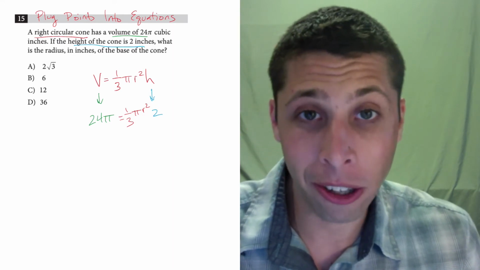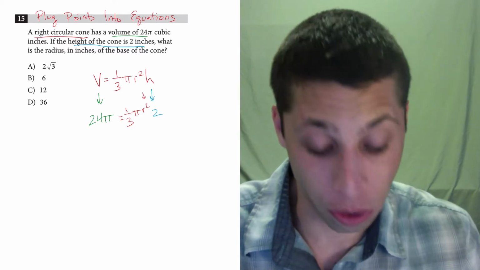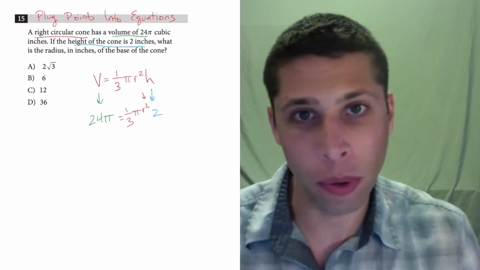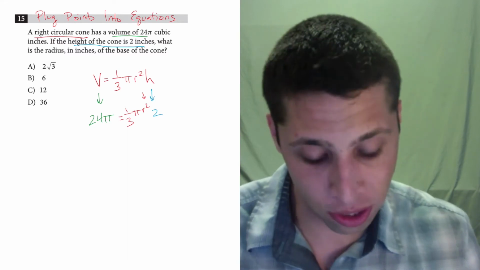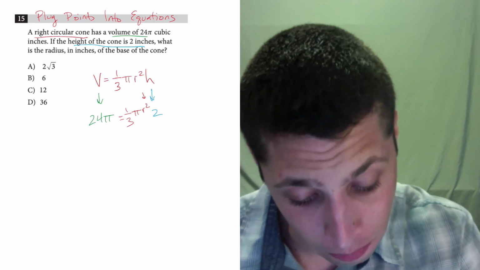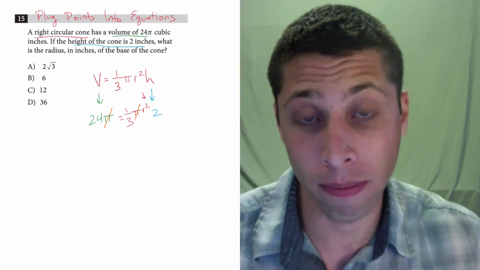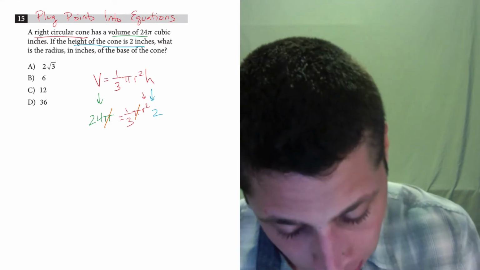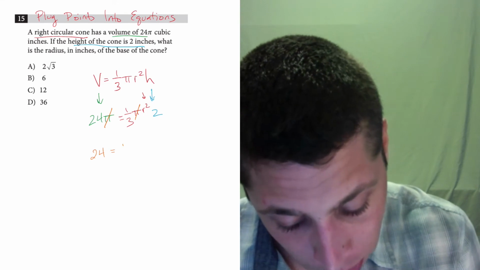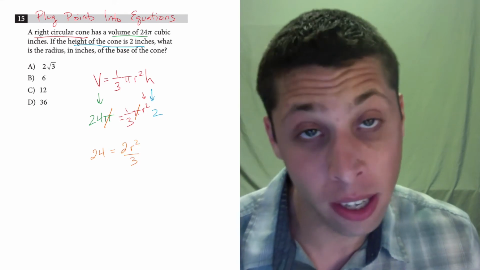So really now our job is to just solve for r. That's our goal. And we could guess and check here. We could take the answer choices and put them in and see what makes an equation that's valid. But I honestly just think it's easier to solve here. So we have the pi's, first of all, which can cancel out, right? We have a pi on both sides. It's multiplication. Just cancel them out. That leaves us with 24 equals, I'm going to bring this 2 over, 2r squared over 3.